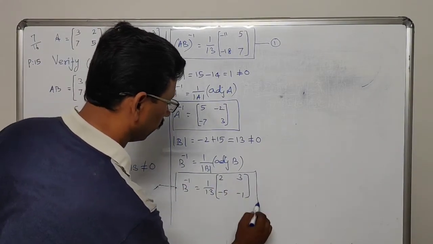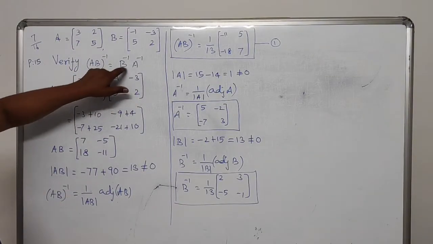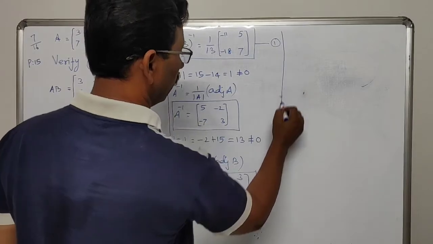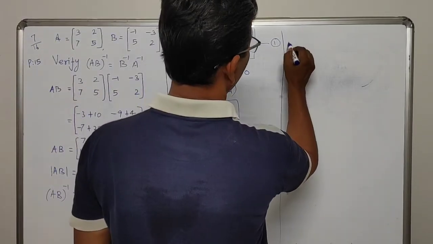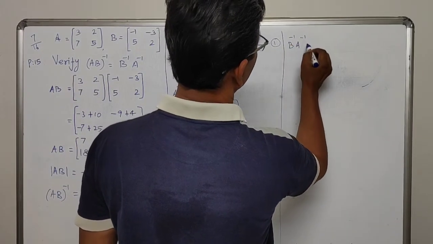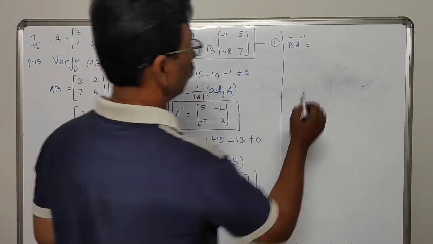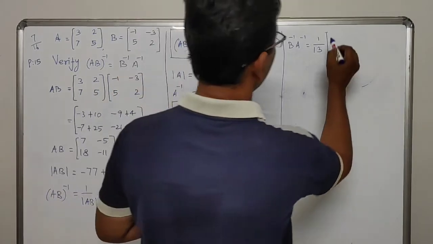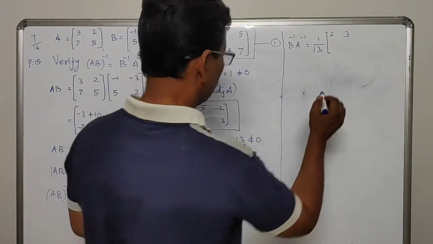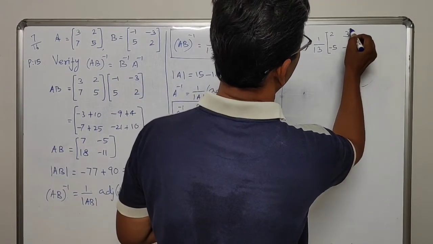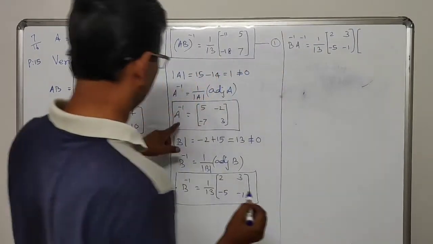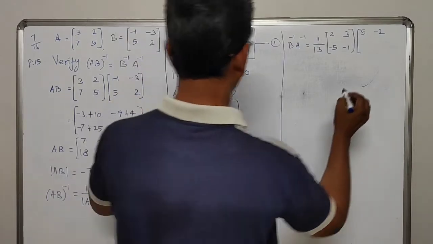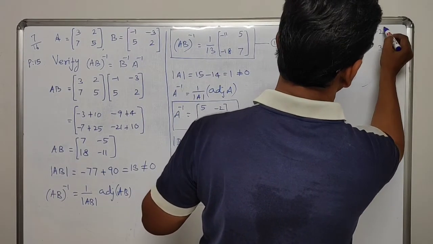Then after finding A inverse and B inverse, we need to multiply them in reverse order. Therefore we go for the next step, B inverse into A inverse. First we write B inverse: 1 by 13 into [2 3; -5 -1], into A inverse, which is [5 -2; -7 3].